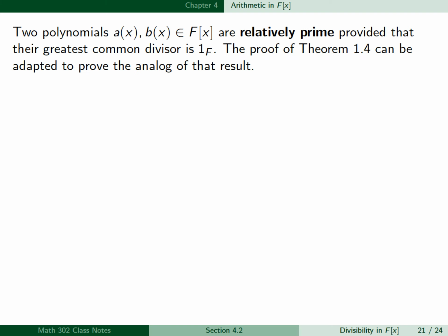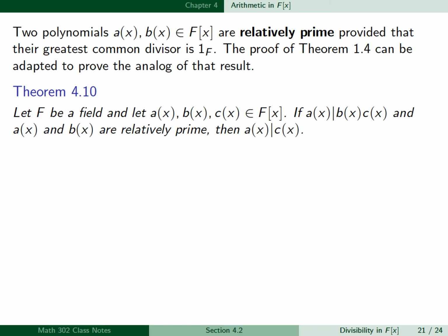The proof of theorem 1.4 can be adapted to prove the analog of that result, and this is theorem 4.10. So let F be a field, and let a of x, b of x, c of x be polynomials in F bracket x. And then if a of x divides the product b of x times c of x, and a of x and b of x are relatively prime, then a of x divides c of x. So if a of x divides a product of two polynomials and is relatively prime to one of them, then it must divide the other.